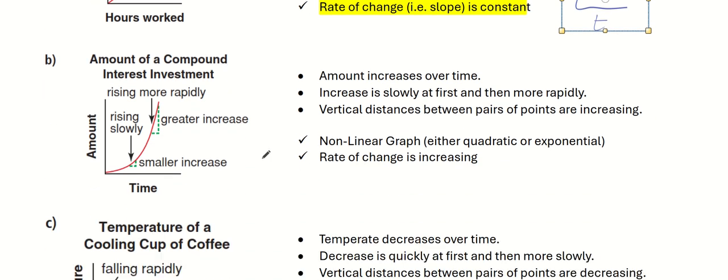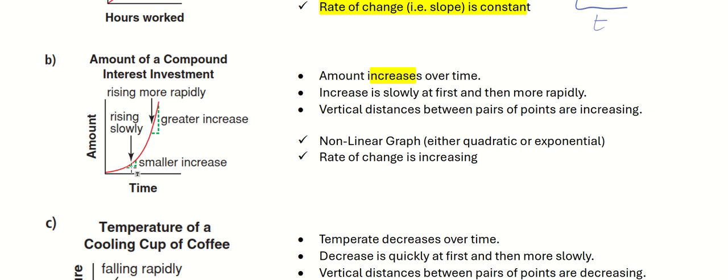Let's take a look at this graph. Now this one is a non-linear graph because it's not a line, but we do not know if it's a quadratic or exponential graph. That will be taught in a later lesson, but all you need to know right now is that it could be either quadratic or exponential, but they're both non-linear. Okay, let's highlight that. So the amount invested is increasing over time. So it's going upwards.